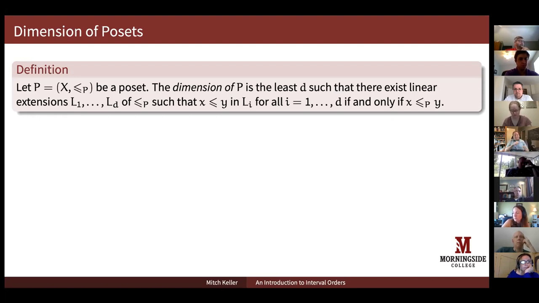But it must respect the partial ordering. So if X is less than Y in the partial ordering in P, you must have X less than Y to be a linear extension. You're not allowed to turn something upside down. Two things that are incomparable could go either way, but if one's less than the other, you're stuck with that. You're adding more comparabilities until everything is comparable without messing up the existing comparabilities. This is what we want when we have a bunch of people and you're trying to get them all in some ordering. As long as we know that A is better than B, that somewhere on the list A is higher than B.